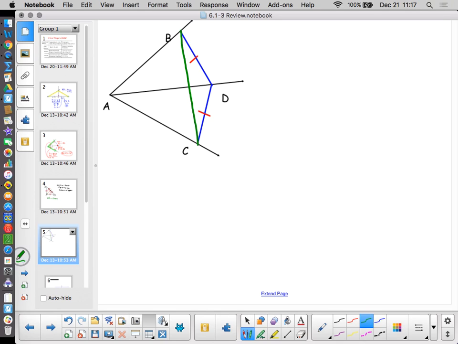Now, I do know those two segments are congruent, but I don't know that this is a midpoint here or that it's a right angle, this point right here. So there's absolutely no way to determine if that's a perpendicular bisector.